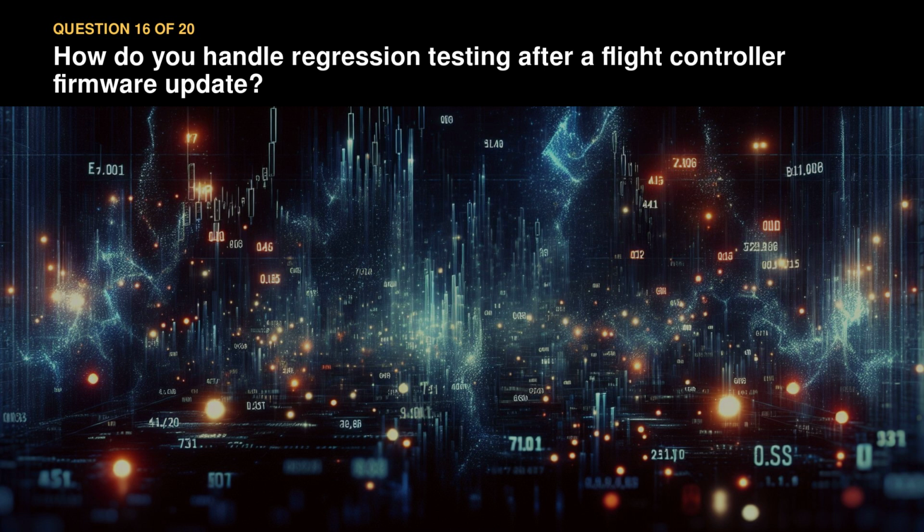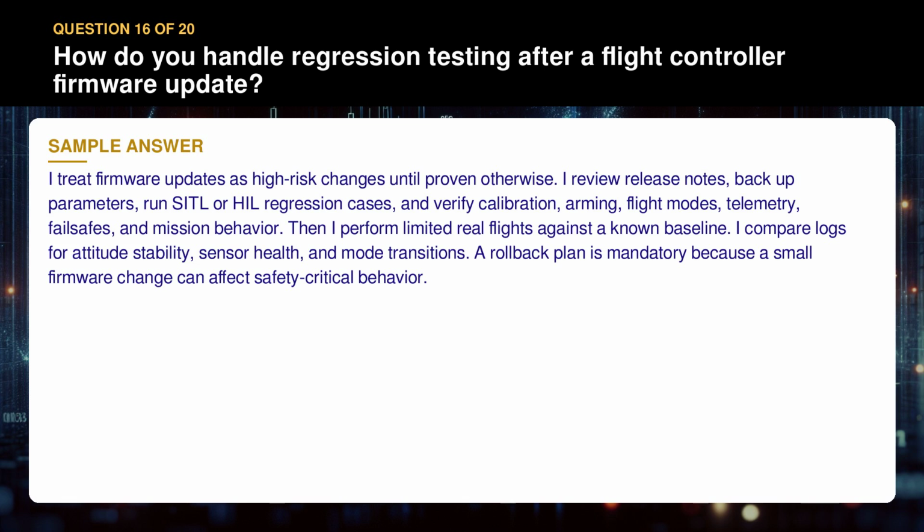Question 16. How do you handle regression testing after a flight controller firmware update? I treat firmware updates as high-risk changes until proven otherwise. I review release notes, backup parameters, run SITL or HIL regression cases, and verify calibration, arming, flight modes, telemetry, fail-safes, and mission behavior. Then I perform limited real flights against a known baseline.